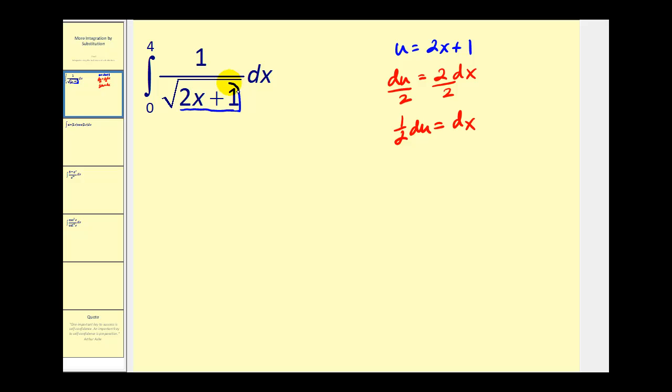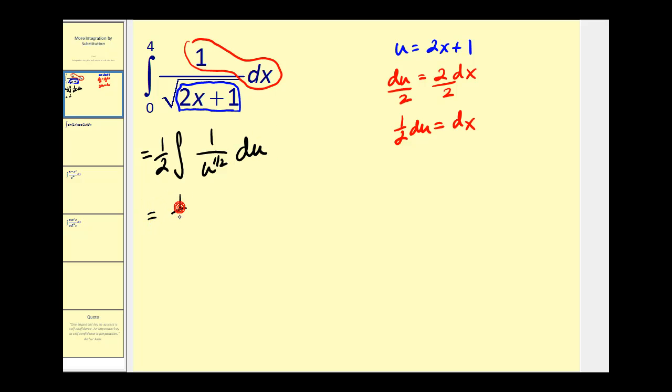So again, this is our u, and 1 dx is equal to 1/2 du. So let's go ahead and rewrite this. I'm going to go ahead and leave off the limits of integration since these are limits of integration with respect to x, and we're writing this in terms of u. So we'll have 1 over the square root of u, which is u to the 1/2, and then 1 dx is equal to 1/2 du.